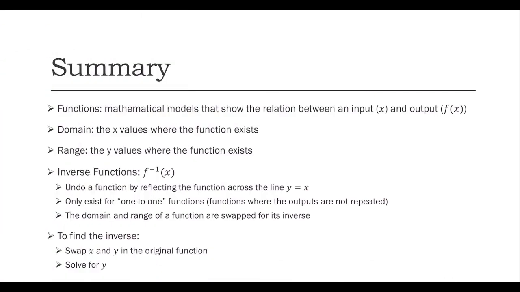So in summary, functions are mathematical models that show the relation between an input x and an output f of x. The domain is the x values where the function exists, and the range is the y values where the function exists. Inverse functions, or f inverse of x, are used to undo a function by reflecting the function across the line y equals x. They only exist for one-to-one functions, functions where the outputs are not repeated, and the domain and range of the function are swapped for its inverse. To find the inverse, you swap x and y in the original function and then solve for y.